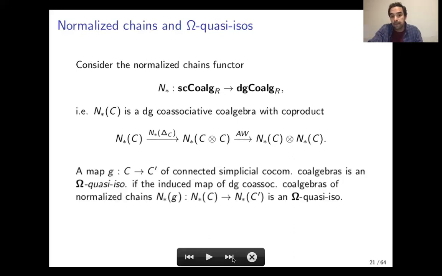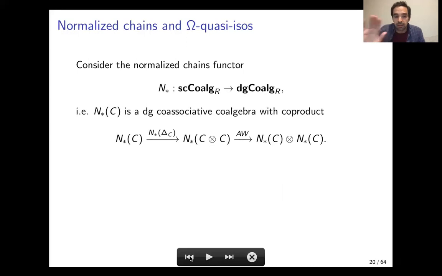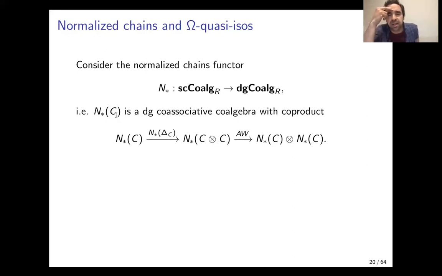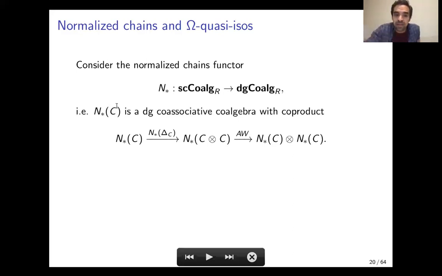Okay. So before I keep going, let me say that if C is the simplicial coalgebra of chains on a simplicial set, as I explained in my previous slide, then this normalized chains coalgebra is exactly the Alexander-Whitney differential graded coalgebra of chains we're used to working with, the one which dualizes to the cochains with cup product.